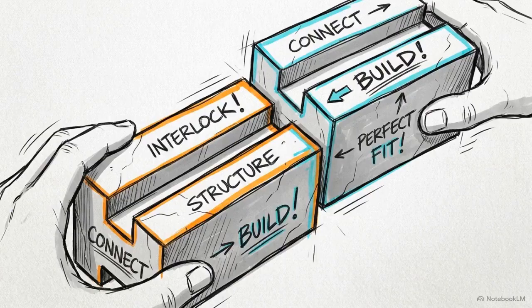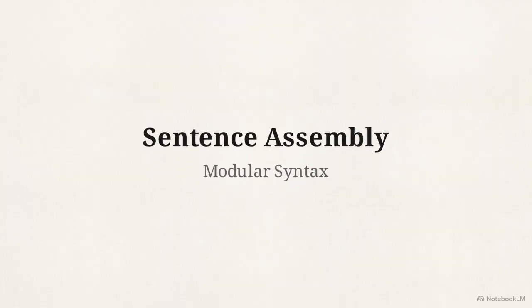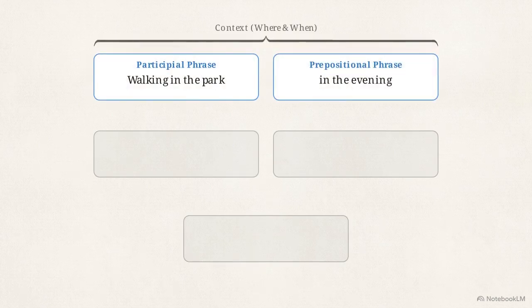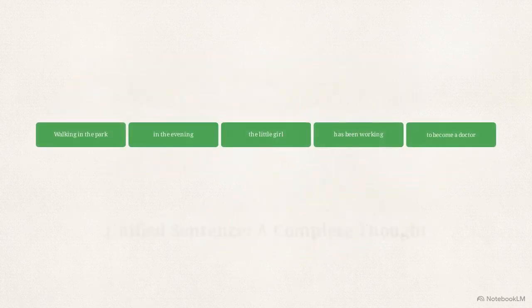To see how all these pieces lock together, we can assemble a single, highly complex sentence using multiple phrase types simultaneously. This diagram maps out the full assembly. We start with the participle modifier, walking in the park, and anchor it with a prepositional phrase, in the evening. We add our core noun phrase subject, the little girl, followed by the verb phrase, has been working. Finally, we attach an infinitive phrase, to become a doctor, to cap the thought.